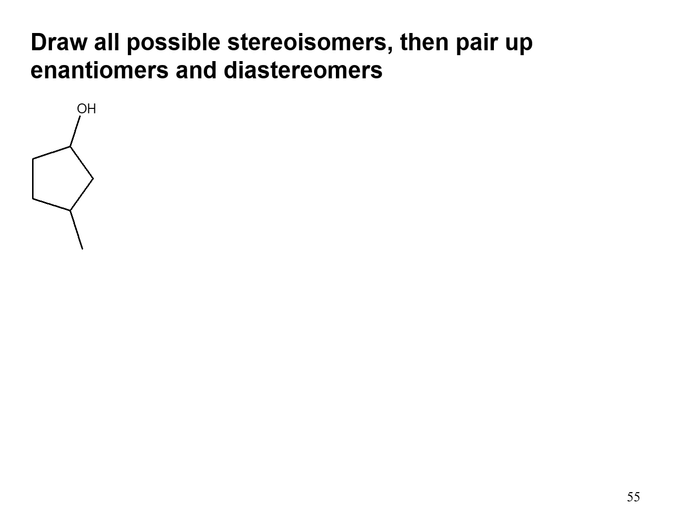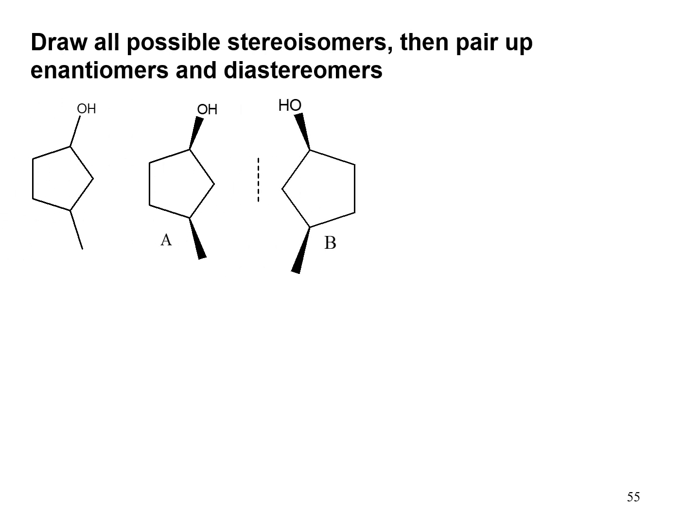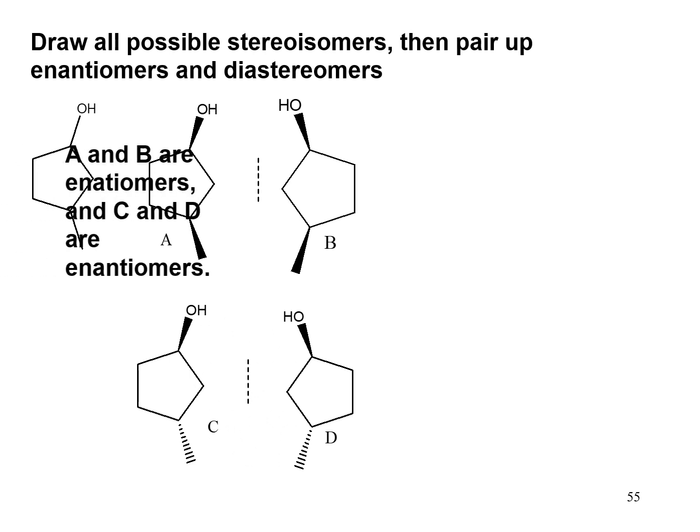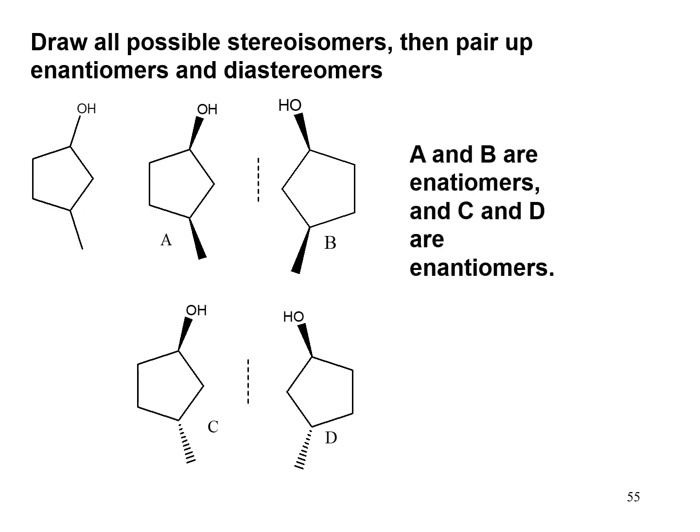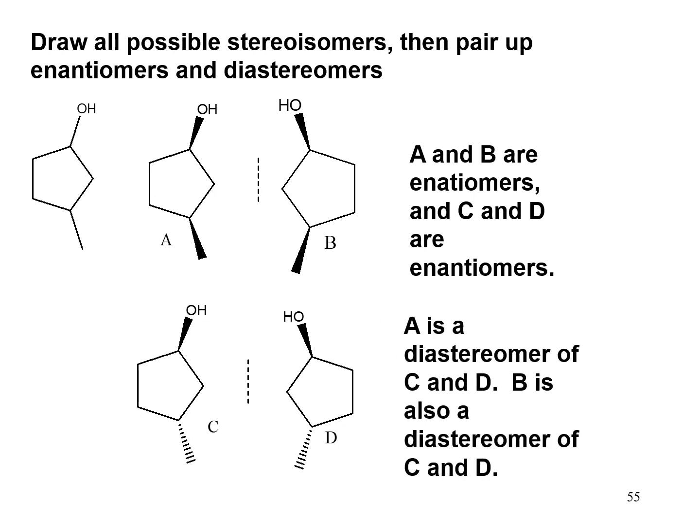So draw all possible stereoisomers, then pair up enantiomers and diastereomers, giving the mirror image to produce enantiomers, and the opposite is true for diastereomers. So A and B as well as C and D are enantiomers, but if you compare, A is a diastereomer of C and D, and B is also a diastereomer of either C or D.